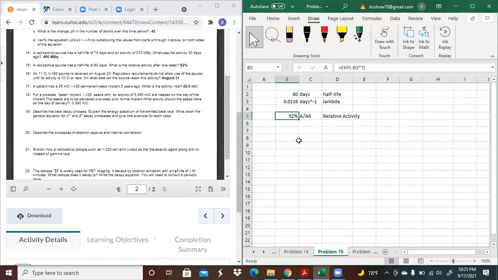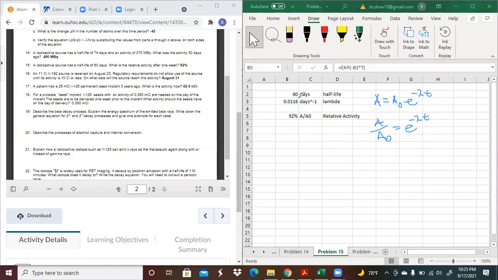A radioactive source has a half-life of 60 days. What is the relative activity after 1 week? Now, again, what are we looking at here as far as relative activity is concerned? We're going to go back ad nauseum to the equations here. The relative activity is basically going to be the percentage of activity now compared to what it was back then. This is going to be equal to this.